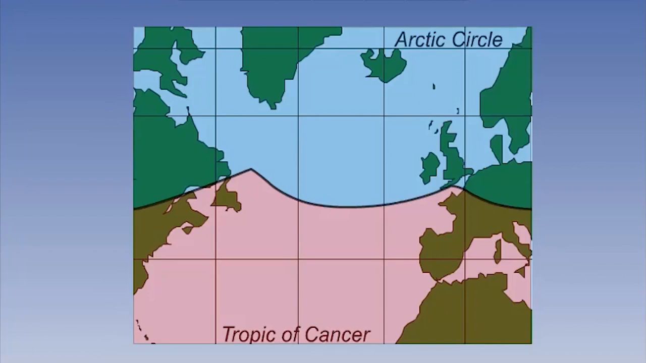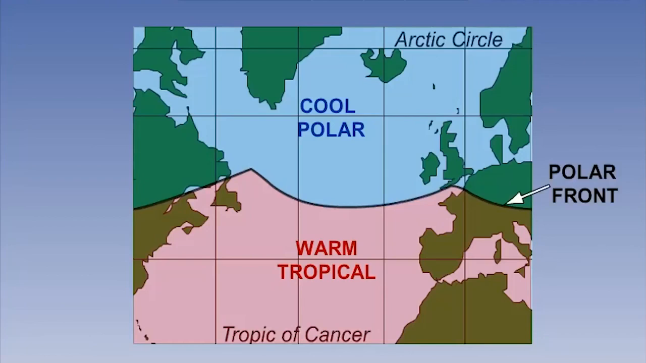The second main process occurs nearer the surface and needs to work in conjunction with the upper air process that we have just described. Within the temperate latitudes, we have warm tropical air meeting much cooler polar air. The boundary between these two different air masses is called the polar front.